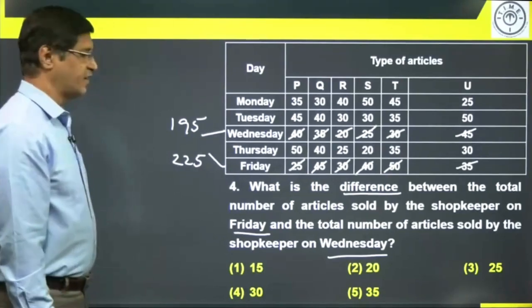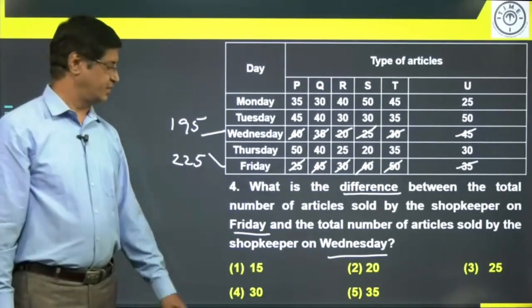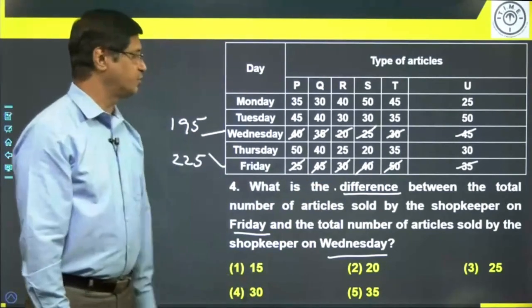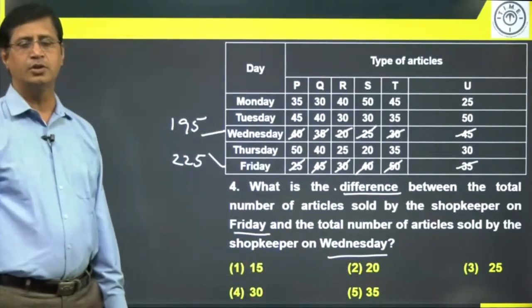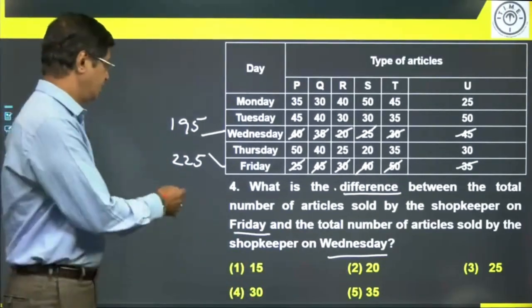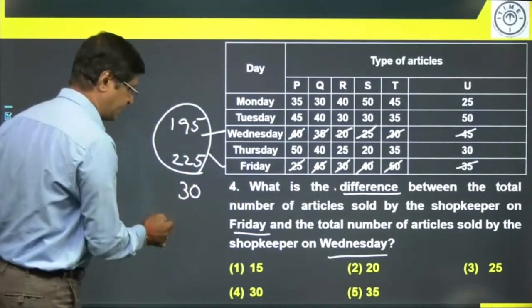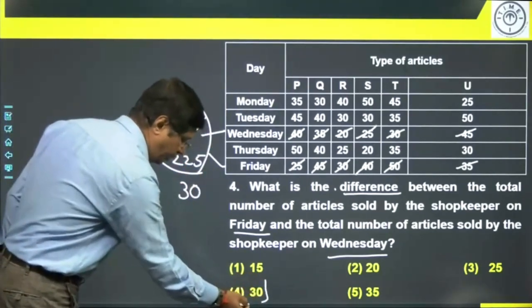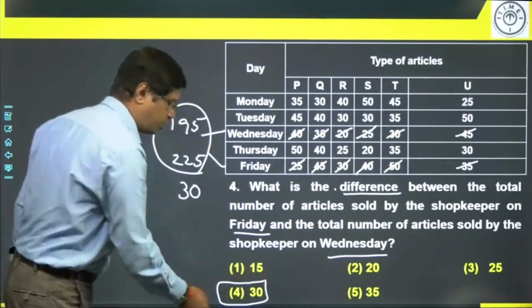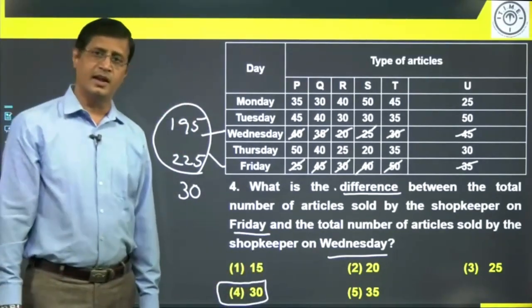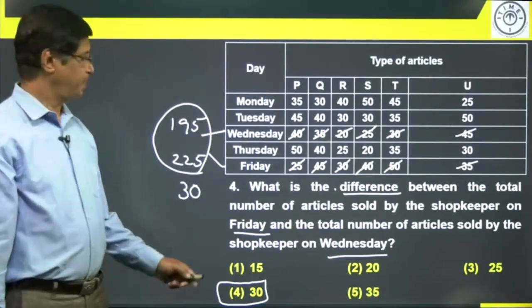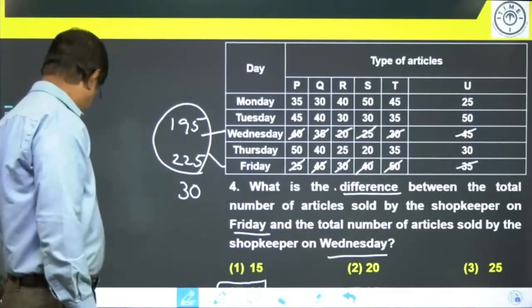How much is the difference of these two? We need to find the difference between the total number of articles sold on these 2 days. The difference of these two is 30. So what is the right choice? Option number 4. Choice 4 is the right answer. Now let's look at the next example.